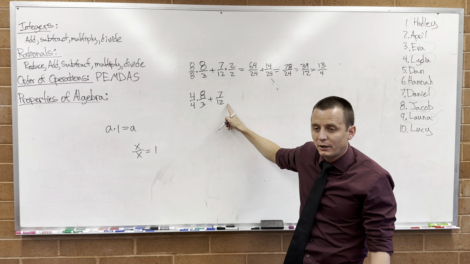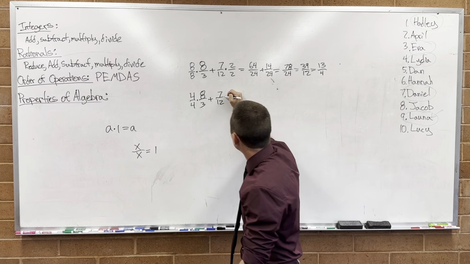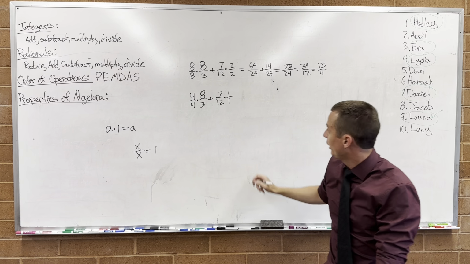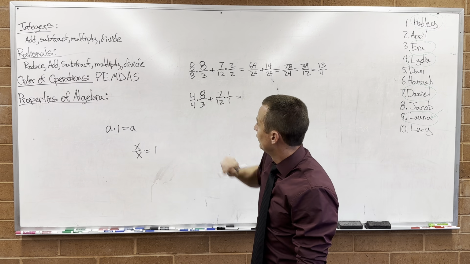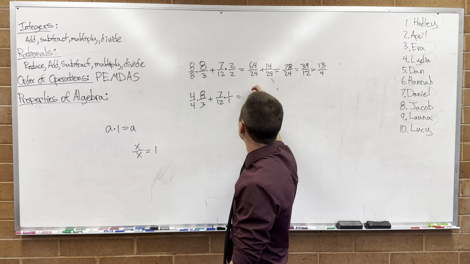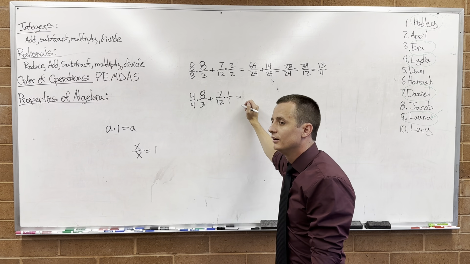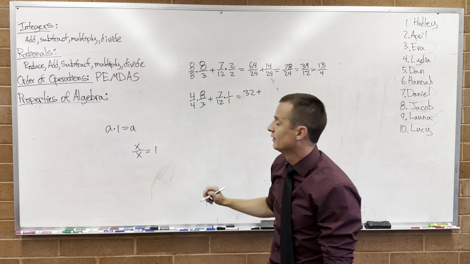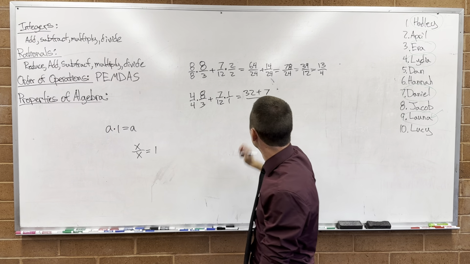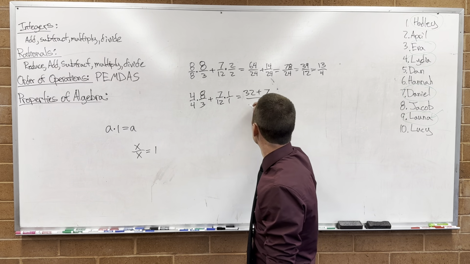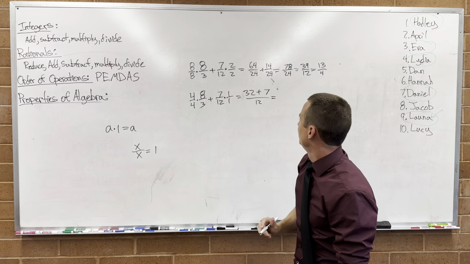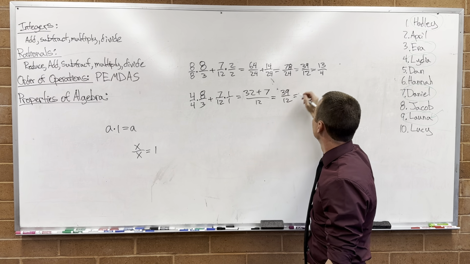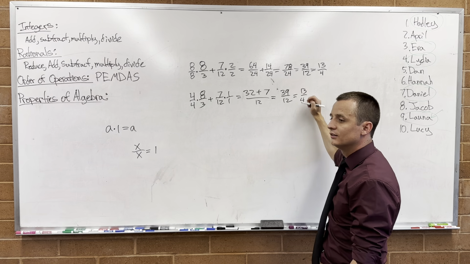And what am I going to multiply this by? Sure, 1 over 1 if you want. Okay, and what do we get then? 4 times 8 is? 32. Plus 7 times 1 is? 7. Can't stop them there. All over 12, which is equal to? 39. 39 over 12, which is equal to? 13 over 4. Fantastic.